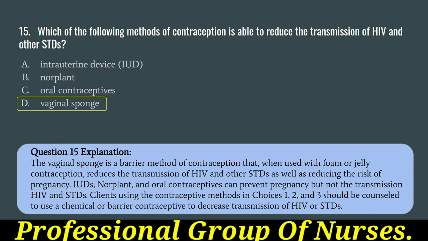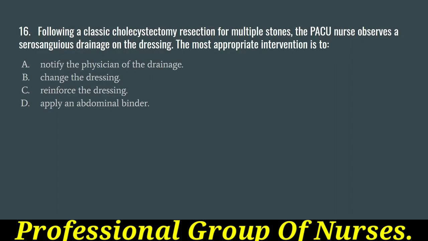Question 16. Following a classic cholecystectomy resection for multiple stones, the PACU nurse observes a serosanguineous drainage on the dressing. The most appropriate intervention is to A. Notify the physician of the drainage. B. Change the dressing. C. Reinforce the dressing. D. Apply an abdominal binder. Question 16. Answer: C. Reinforce the dressing.